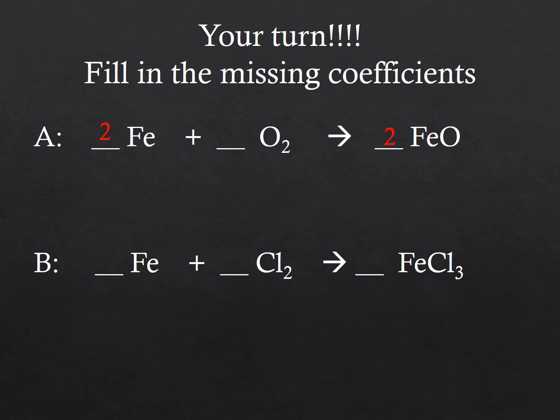So you should get 2 irons and 2 FeOs. And then for B, you should get 2 Fe, 3 chlorines, and 2 FeCl3s.